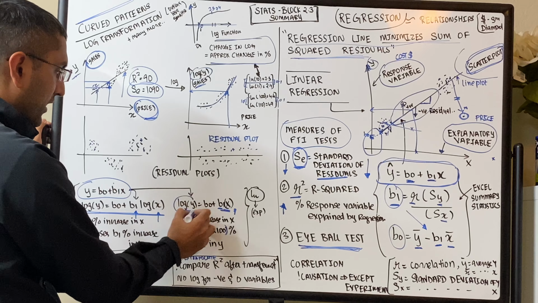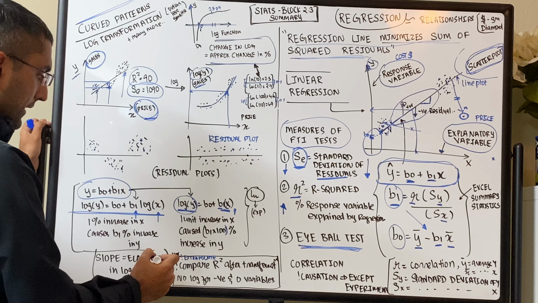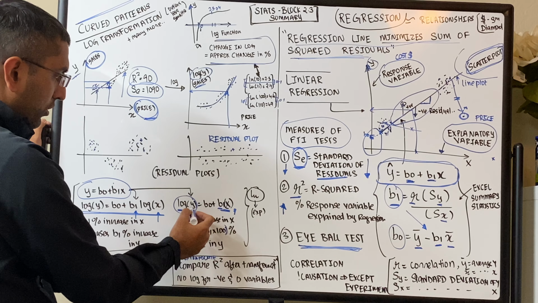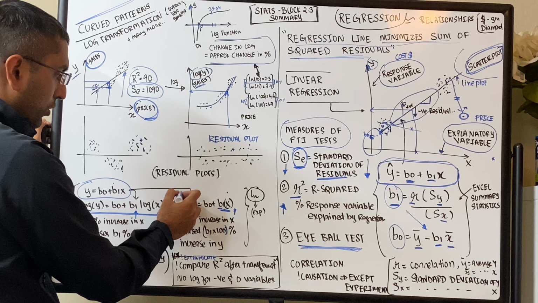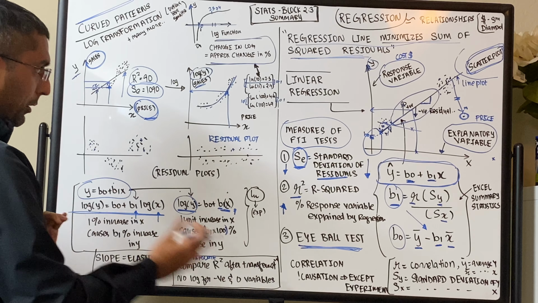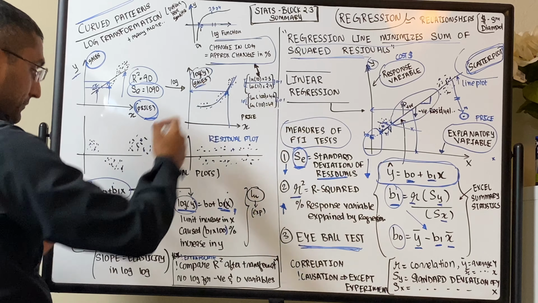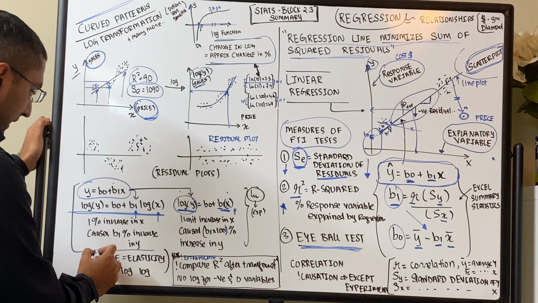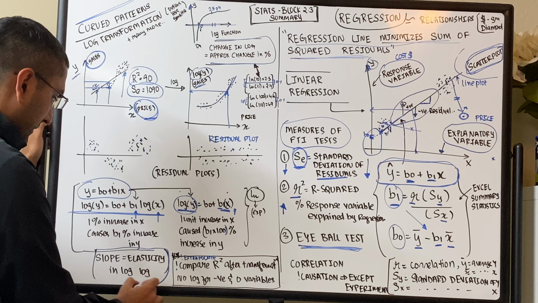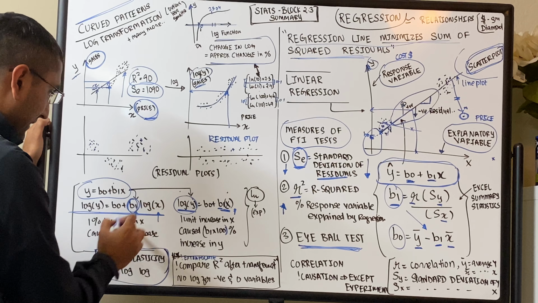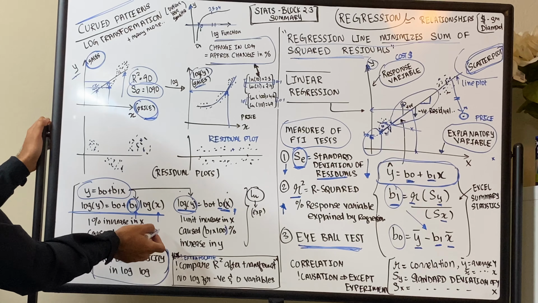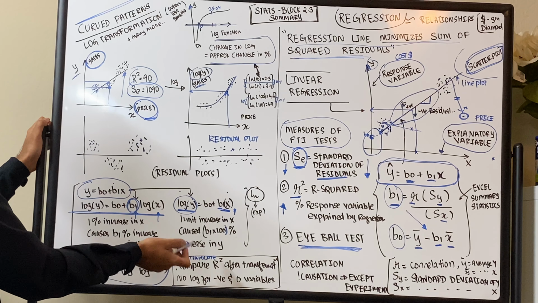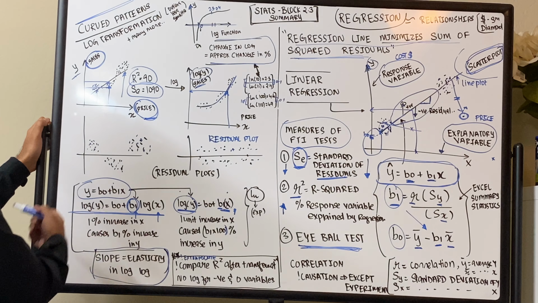Because now you have log transformed the other function. So similarly, you could do a log transformation of x, but not of y, and then you can see various plots as to which one's fitting really well. When it's log on both sides, the slope, b1, represents elasticity. It's basically a percentage increase or decrease in x leading to a percentage increase or decrease in y.